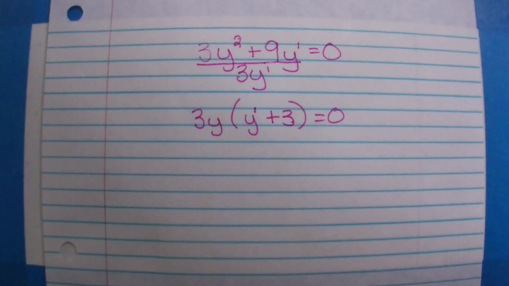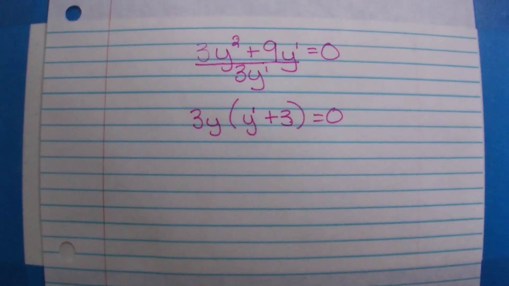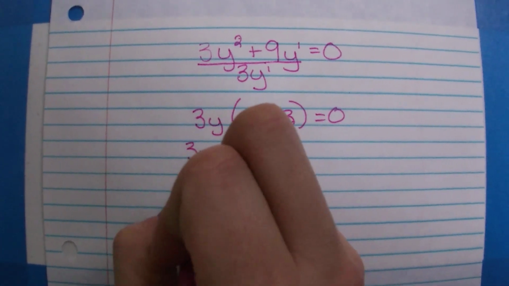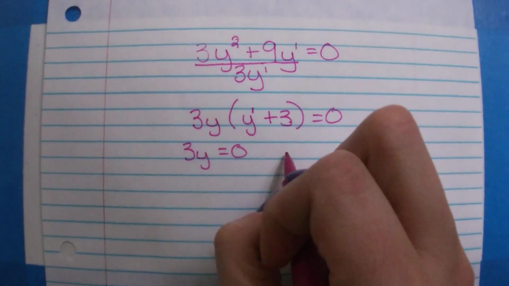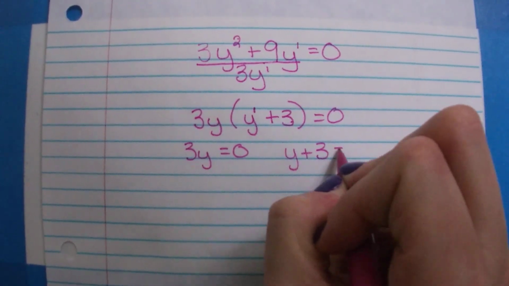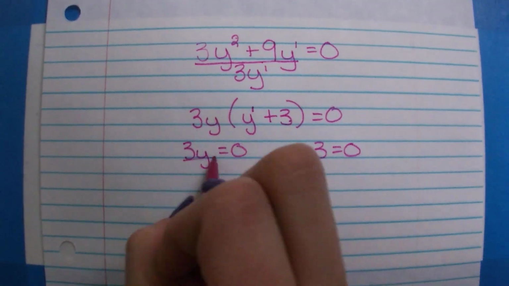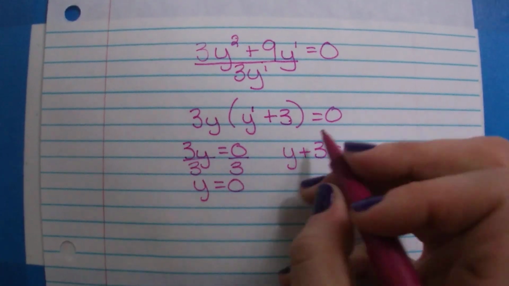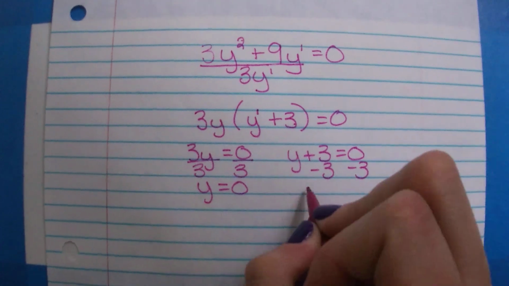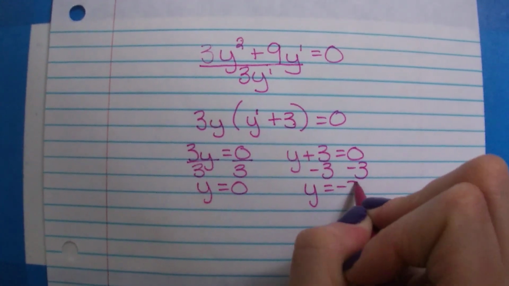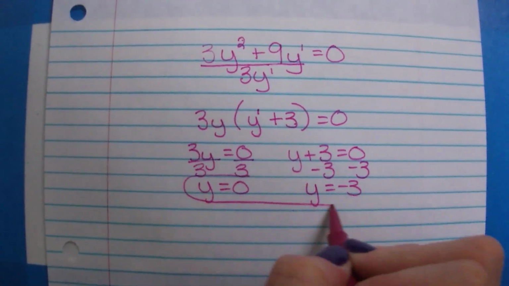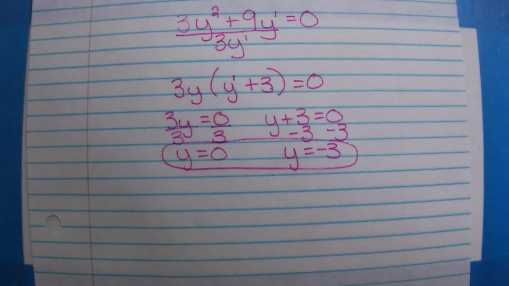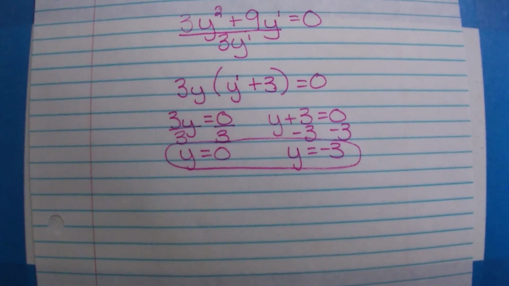So I have two things being multiplied together here. So I can say 3y equals 0, and I can say y plus 3 equals 0. And I'll solve these both individually. And I'll get answers of y equals 0 and y equals negative 3.